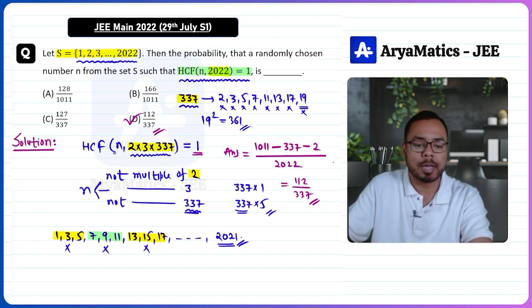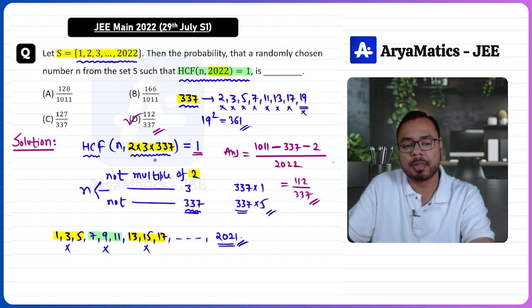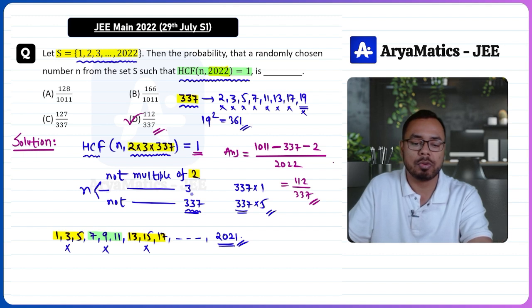So these HCF type problems are not difficult. You just have to be familiar with the basics that if HCF is 1, the number cannot be a multiple of 2 or 3 or 337. Right? First write the prime factors of this one, and then in total we got these many numbers. After simplification, the correct answer will be option D.